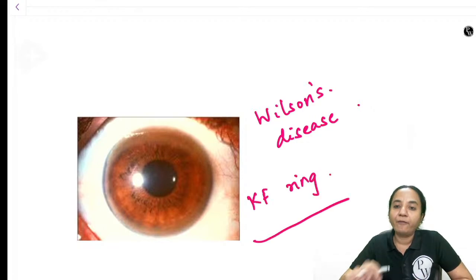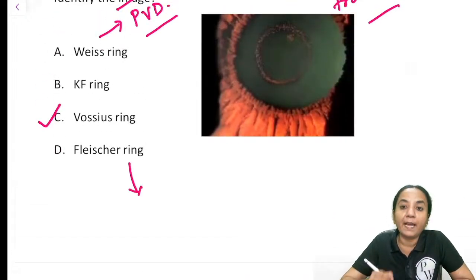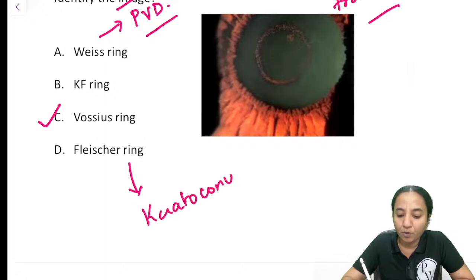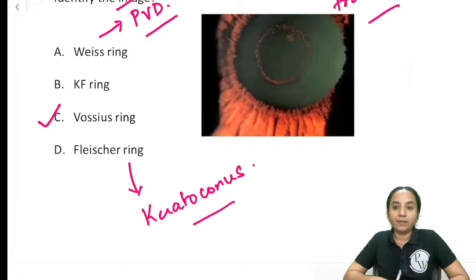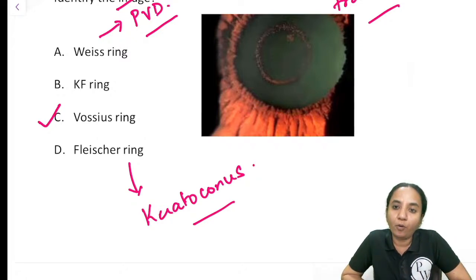Right? And where do you get to see Fleischer's ring? Fleischer's ring is a pigmented ring at the base of the cone that is seen in keratoconus due to the deposition of iron. So Fleischer's ring, that is deposition of iron at the base of the cone. This is seen in keratoconus.